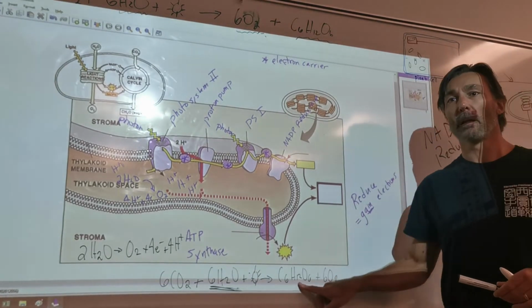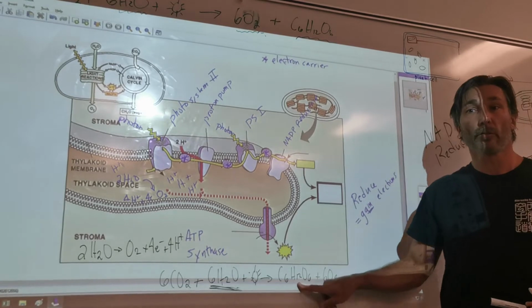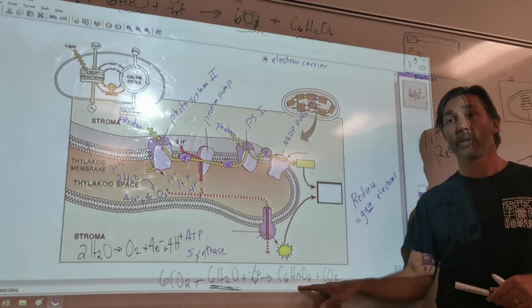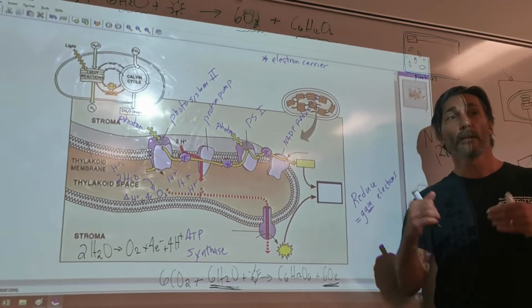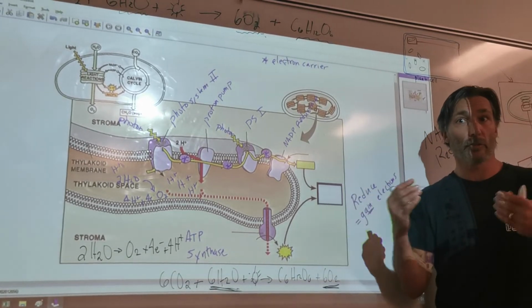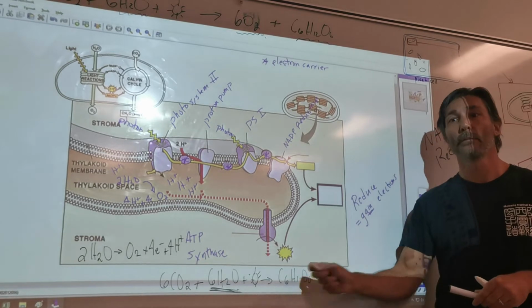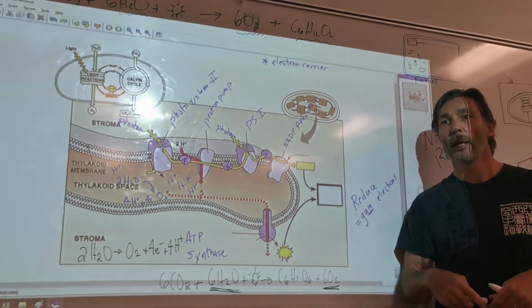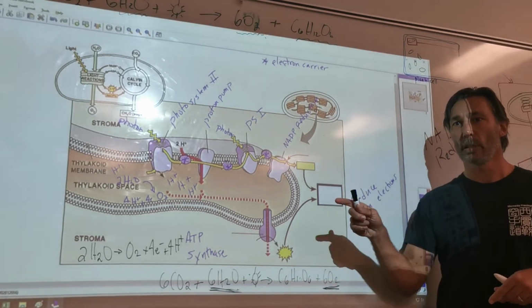So is C6H12O6 ATP? No, that is glucose. That's the sugar. So the whole point of going through photosynthesis is so the plant can make its own food, which is sugar. And it can be used to make glucose, a type of sugar. ATP, we'll see in a second here.